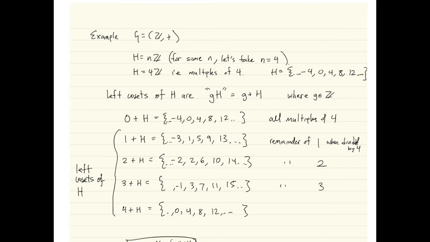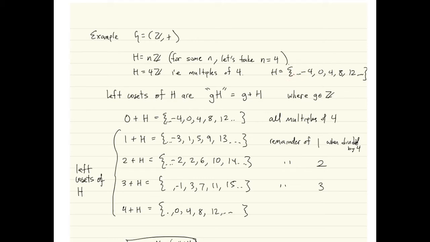Let's do another example. Now let's take G to be an infinite group, so the group of integers, and the group operation is addition. And we've seen that any subgroup of the group of integers is given by the multiples of some integer n. To be concrete, let's take n equal to 4. So we've got this subgroup H, which is 4Z, which is just the multiples of 4. So the elements in H are 0, 4, 8, 12, and then their negatives.